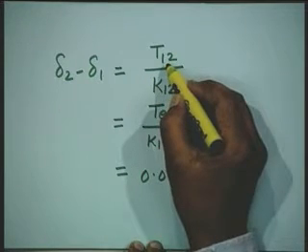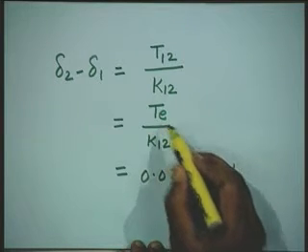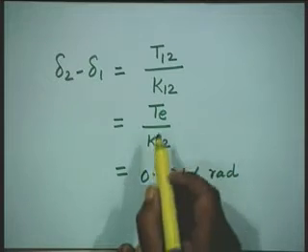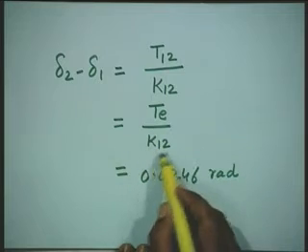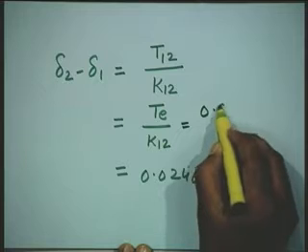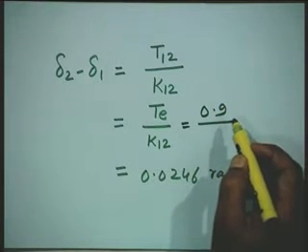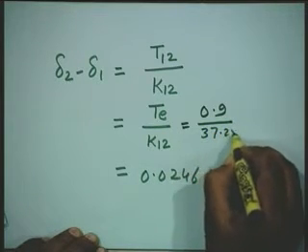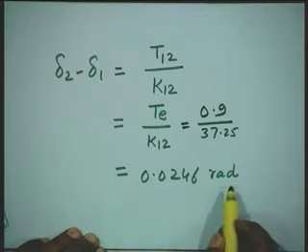Now, the T12 under steady state condition is equal to TE, because under steady state condition the net accelerating torque is 0. Therefore, this angular twist delta 2 minus delta 1 can be obtained as TE divided by K12, and when you substitute the value of TE equal to 0.9 and the value of K12 as 37.25, we will get delta 2 minus delta 1 as 0.0246 radian.